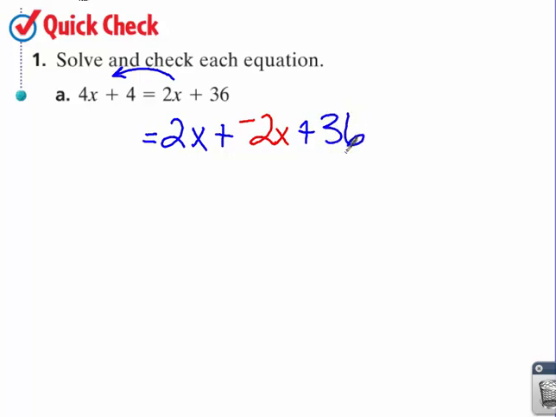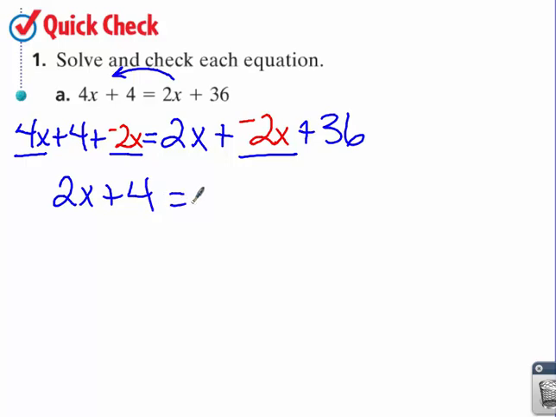So if I add this negative 2x on one side, I have to add that same thing on the other side. So what I like to do is just write the 4x plus 4 and then add my negative 2x to it. Okay, so now I put like things together. So here on the left-hand side, I have a 4x and a negative 2x that I can put together. So 4x and negative 2x make 2x plus 4 equals, and now if I did my job right, my 2x and my negative 2x, they will go away, and I'm left with just plus 36.